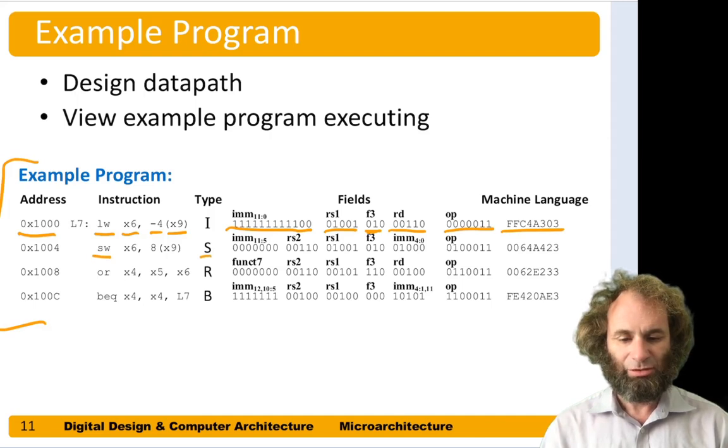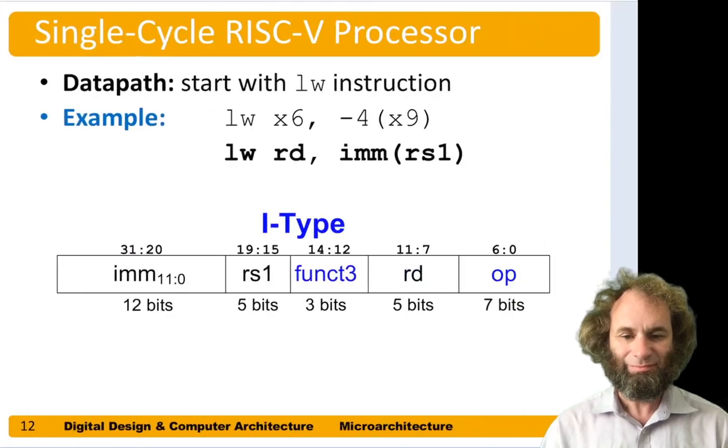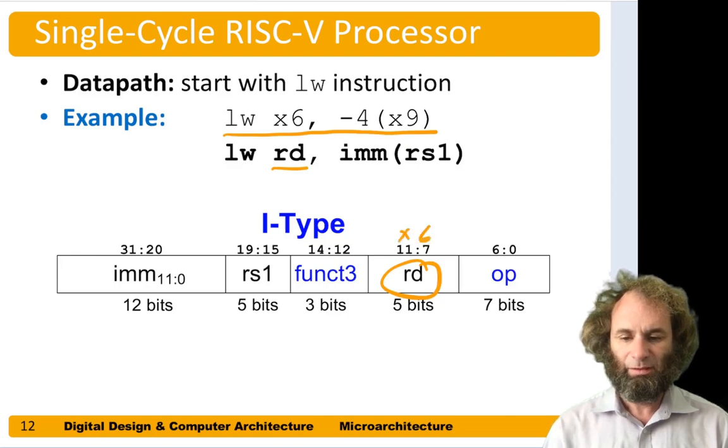Next we'll look at a store word instruction. That's an S-type instruction. And then an OR instruction, which is an R-type instruction. And then a branch on equal, a B-type instruction. And once we can run all of these, we're able to do all the interesting things in a basic program. So we're going to begin again with this load word instruction. Load word x6 from -4 parentheses x9, where x6 was the destination register, -4 was the immediate, x9 is the source register, and the op and func together make load word.